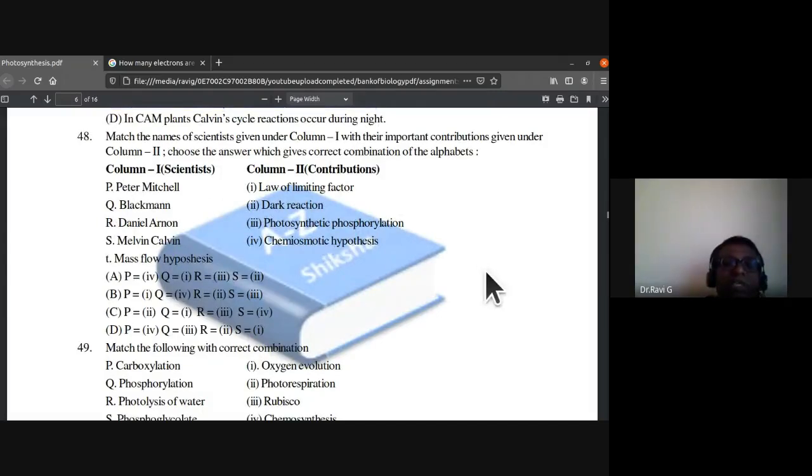48th one, match the name of scientists given under column 1 with column 2. So you should be knowing about this. Blackman is law of limiting factors. Easy there though. So Daniel Arnon.